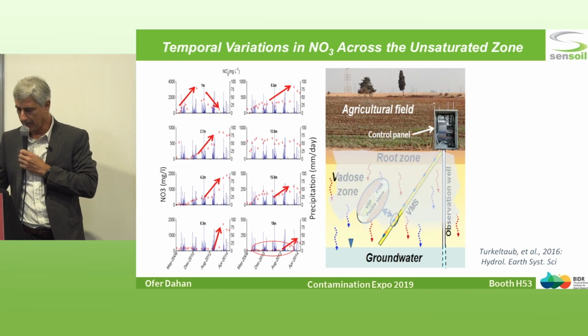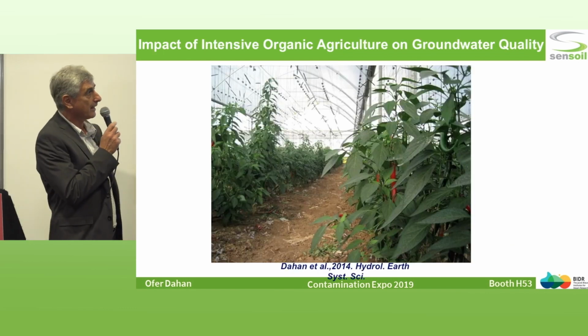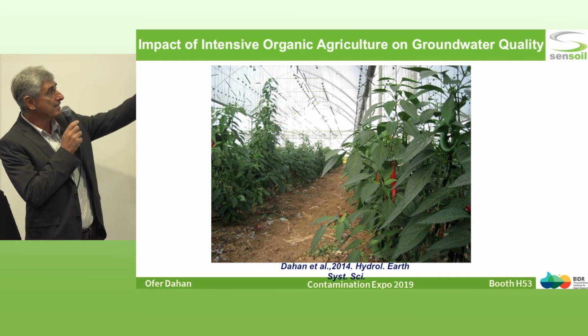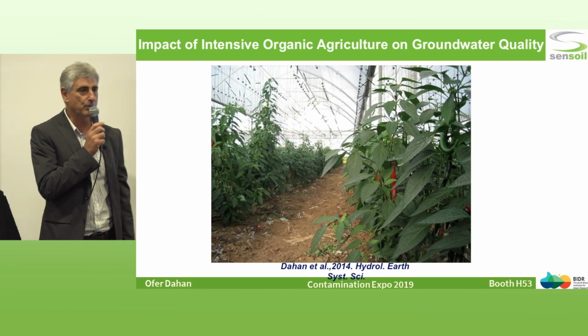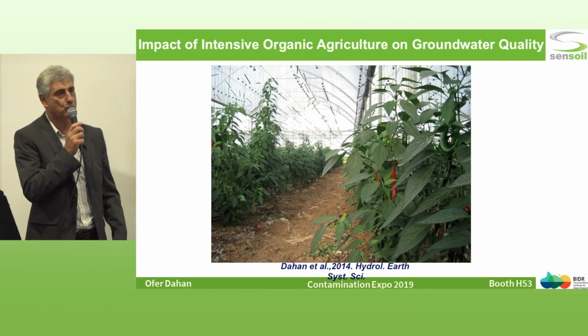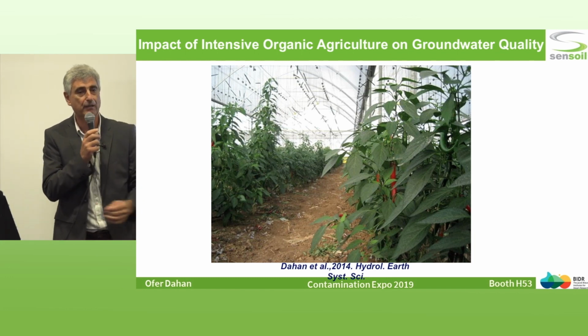Another example, okay, this is the process I just explained. Another example, which is a picanteria, how we call it, is the impact of intensive organic agriculture on groundwater. In Europe and also in Israel, we love to buy organic food. We think it's good for Mother Earth. We think it's good for our tummy or whatever. And we pay a lot of money for organic farming.